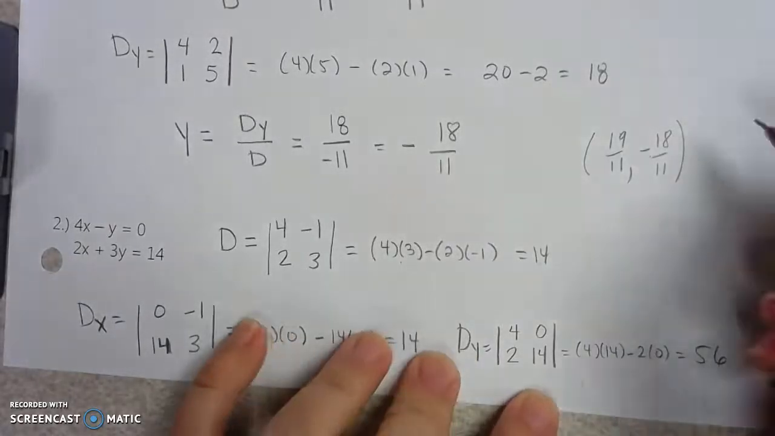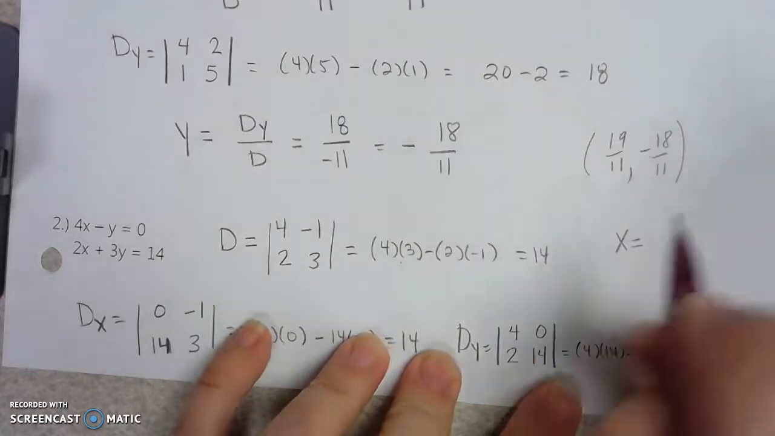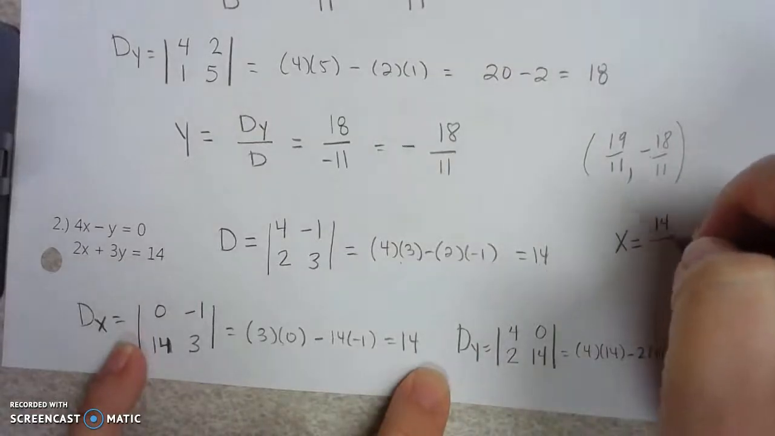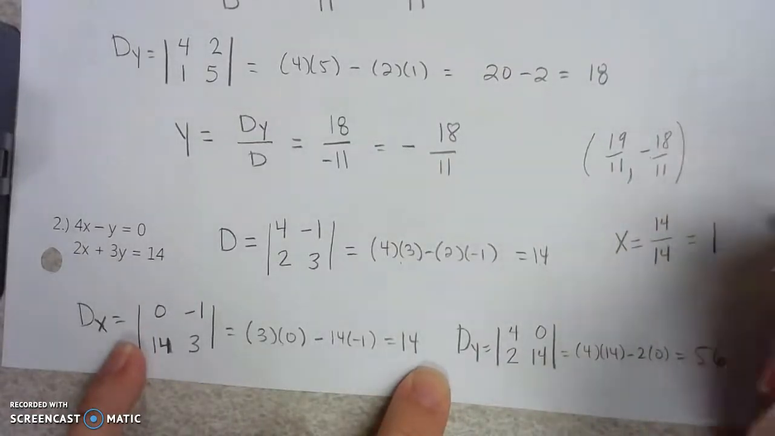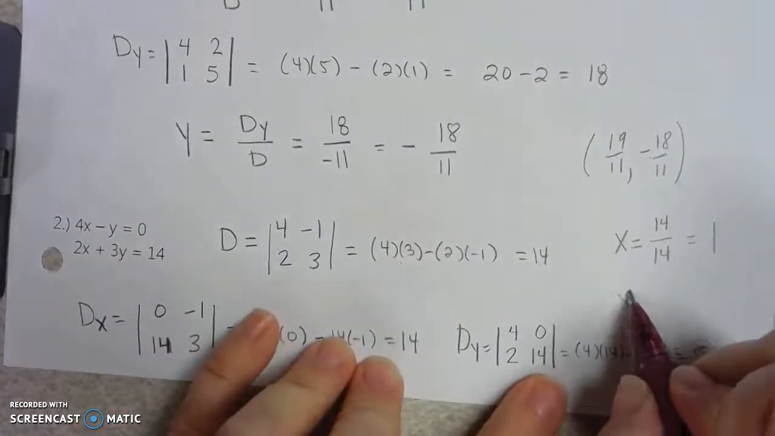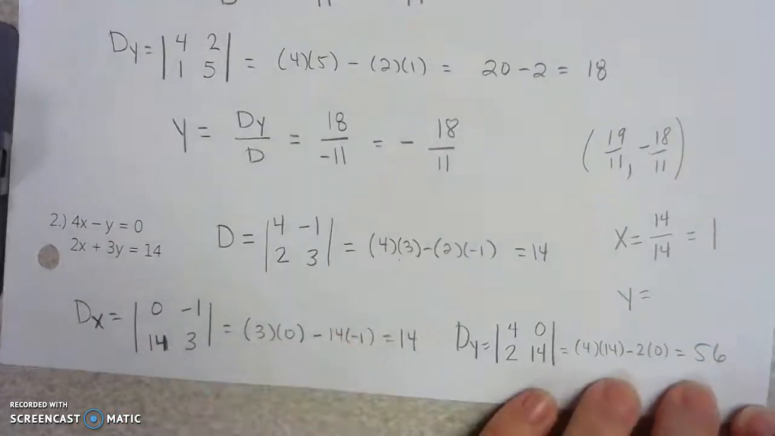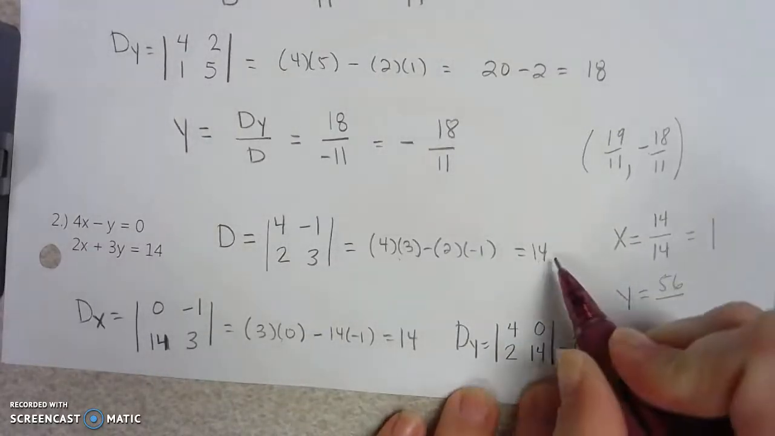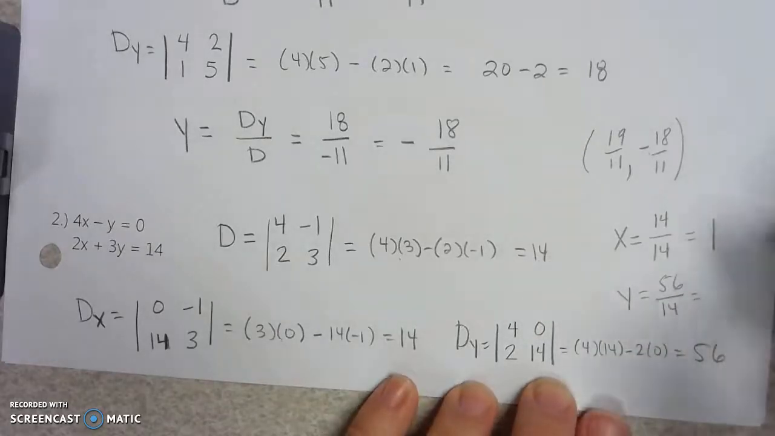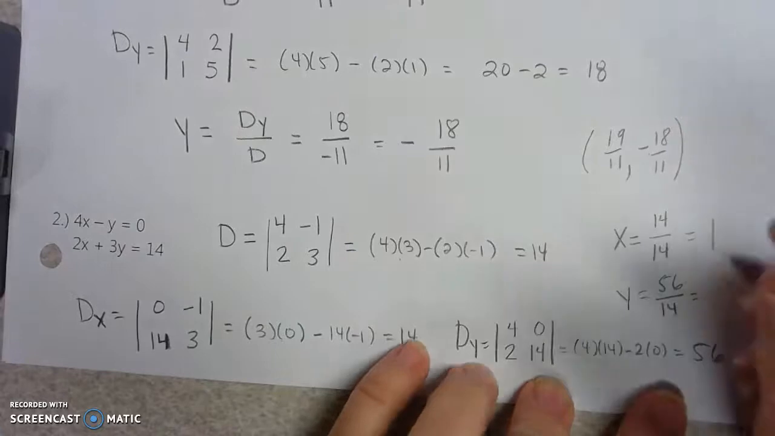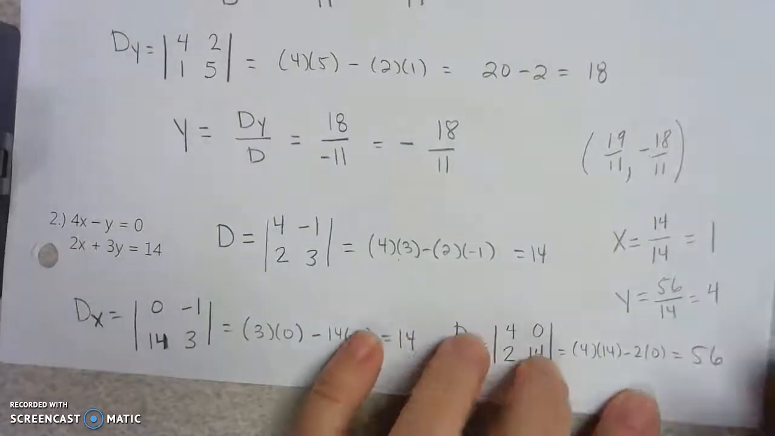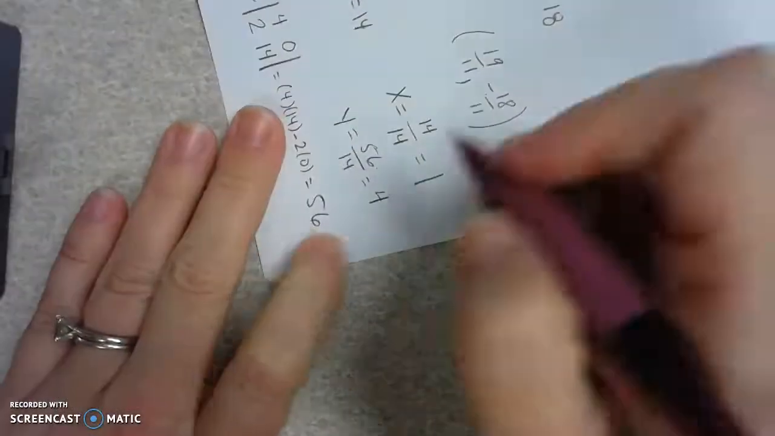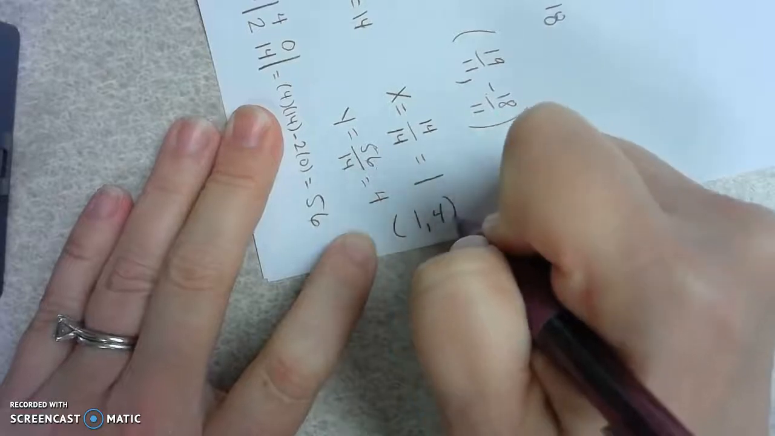Alright, so now I want to find my x and y coordinates. For the x coordinate, I take d sub x and divide it by d. So d sub x is 14, d is 14, giving me an x value of 1. Y will be d sub y, 56, divided by d, which is 14, and 56 divided by 14 is 4. So that gives me a solution to this problem of 1, 4.